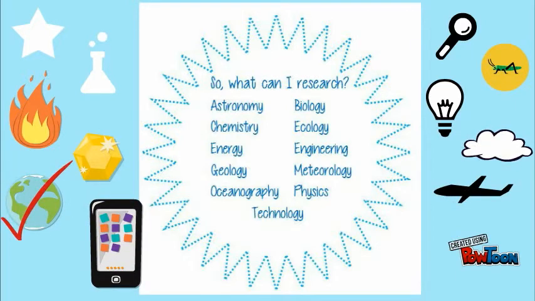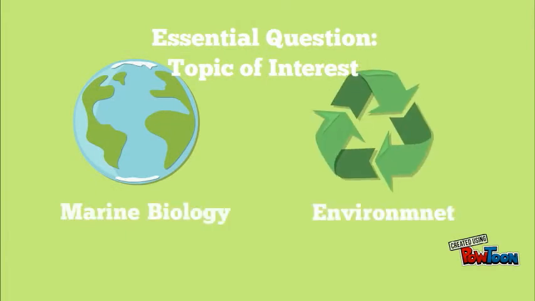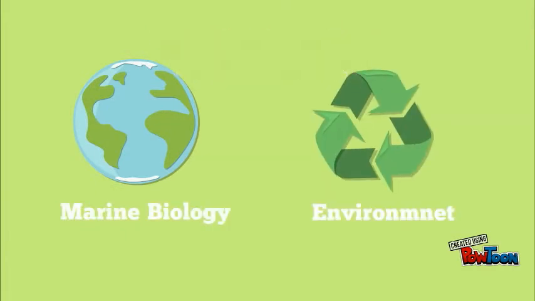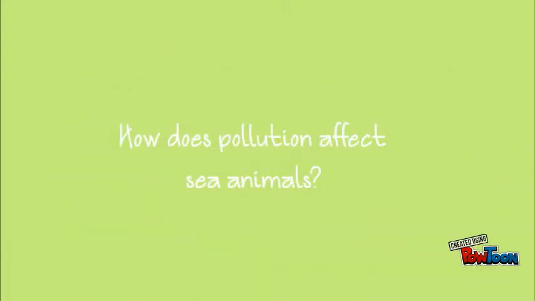Once you pick a topic of interest, you need to build an essential question. For example, if you are interested in marine biology and the environment, you can build an essential question that deals with both of these interests. Your essential question could be, how does pollution affect sea animals? Now, I really want you to think, is my topic a good one? If so, it's time to move on to the next step of the TLC process.